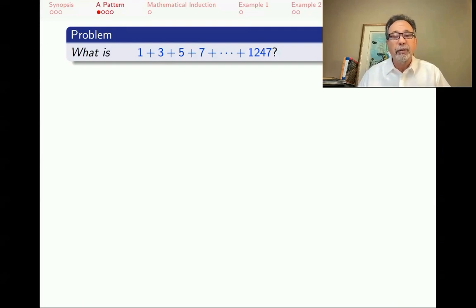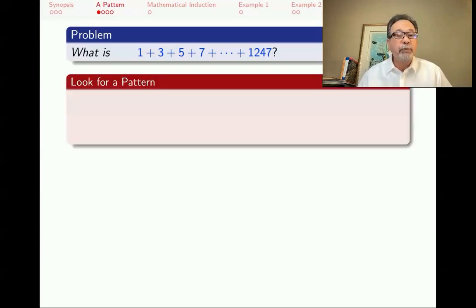For this particular problem, there's several ways, but I'm going to focus on one. Let's look for a pattern. Whenever you have a math problem you can't do, there's always a simpler, easier math problem that you also can't do. Do that one first. Instead of going all the way to 1247, trying to add all of those numbers up, let's do a smaller problem. For example, what if I just add 1 and 3?